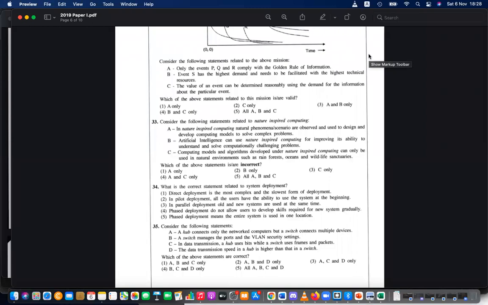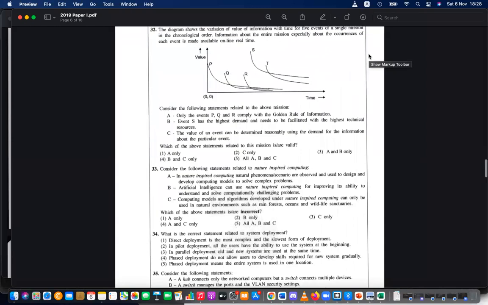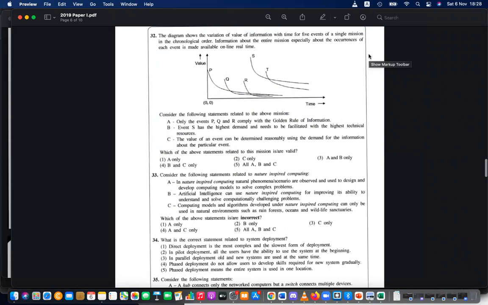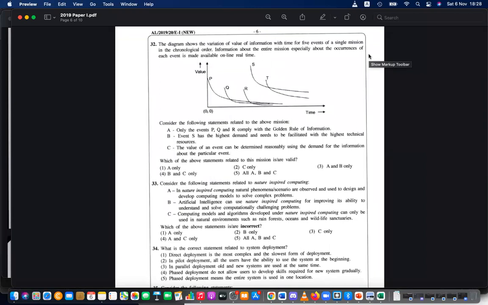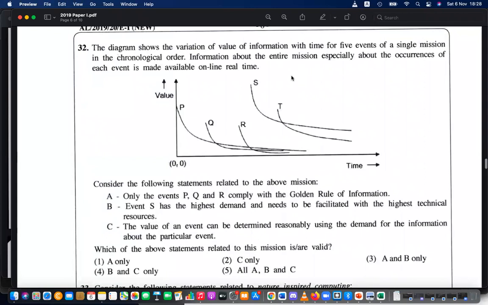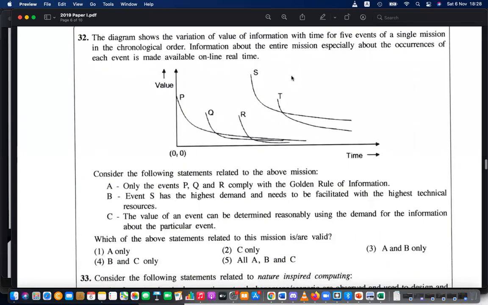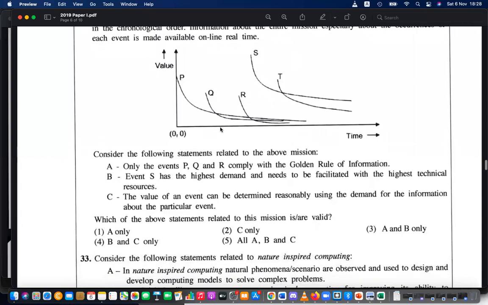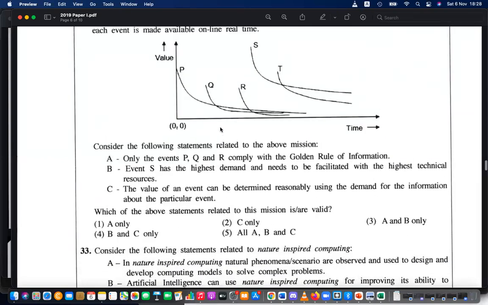Question number 32. The diagram shows variation of value of information with the time for the 5 events of a single mission in chronological order, information about the entire mission, especially about the occurrences of each event made online. Consider the following statements related to the above. They are asking which of the statements related to the mission are valid.